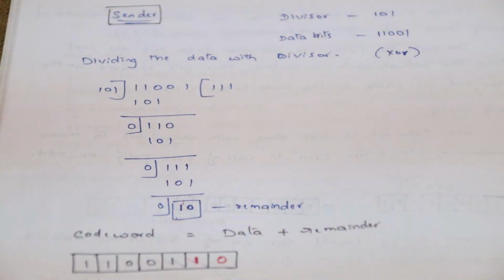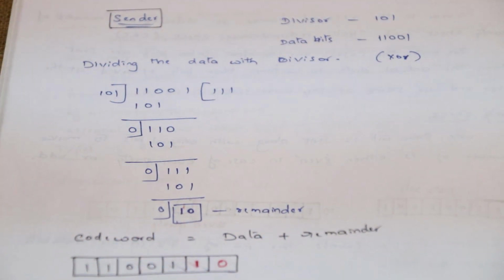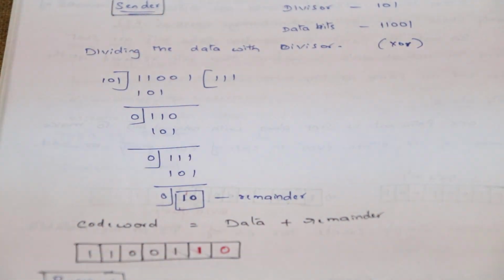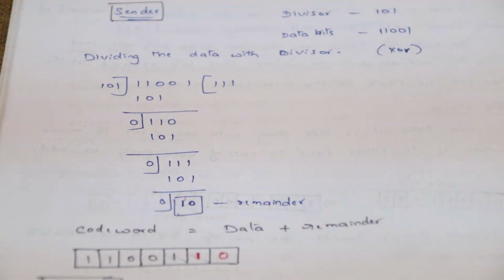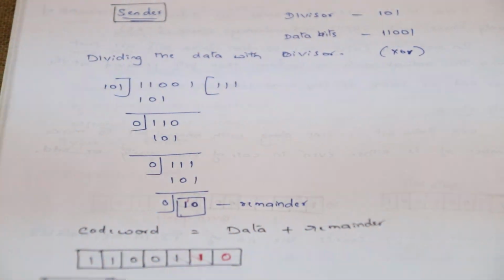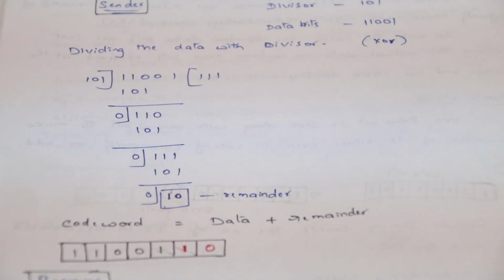So we're not going to send the data bits directly. We're going to append some additional bits with the help of CRC. We're going to obtain them, add them to the original data, and send it. So you're going to obtain a code word, that is, data plus the remainder from the CRC. This is all about your sender side.